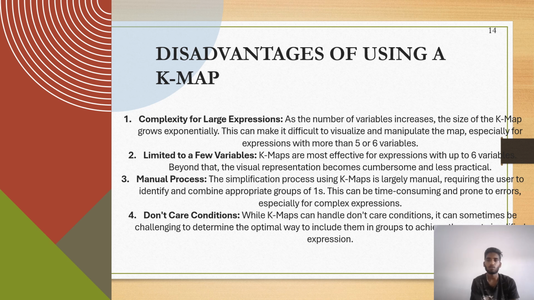Manual process: the simplification process using K-maps is largely manual, requiring the user to identify and combine appropriate groups of ones. This can be time-consuming and prone to errors, especially for complex expressions. Don't care conditions: while K-maps can handle don't care conditions, it can sometimes be challenging to determine the optimal way to include them in the groups to achieve the simplified expression.